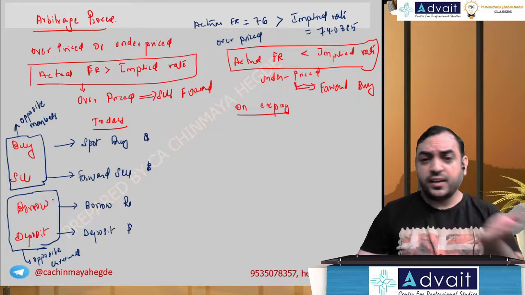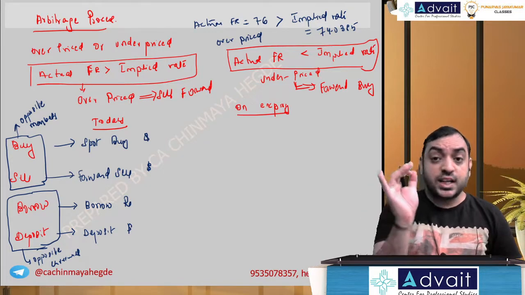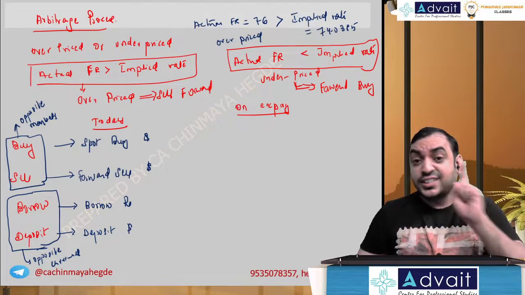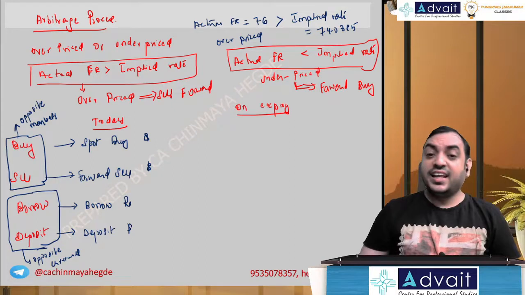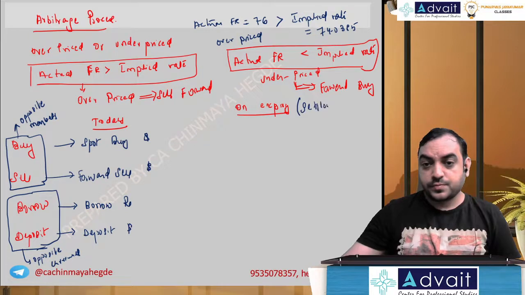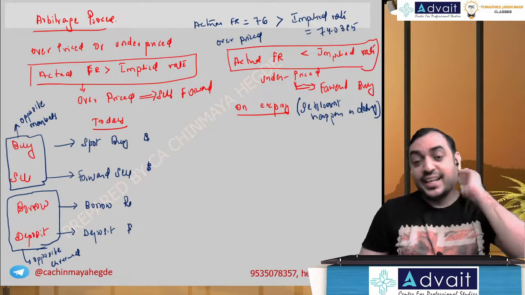And on expiry, the consequences will happen. But you know, on expiry, settlement always will happen on delivery basis. This is not futures. This is forward. So on expiry, settlement will always happen on delivery basis.